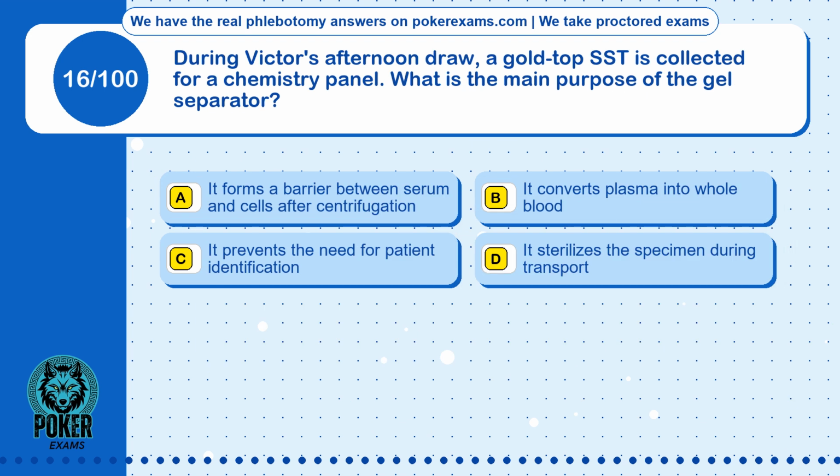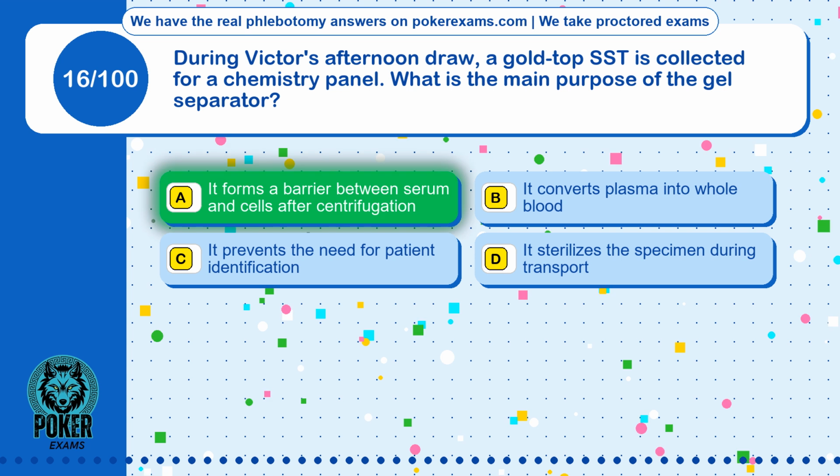Question 16. During Victor's afternoon draw, a gold top SST is collected for a chemistry panel. What is the main purpose of the gel separator? Option A. It forms a barrier between serum and cells after centrifugation. Option B. It converts plasma into whole blood. Option C. It prevents the need for patient identification. Option D. It sterilizes the specimen during transport.